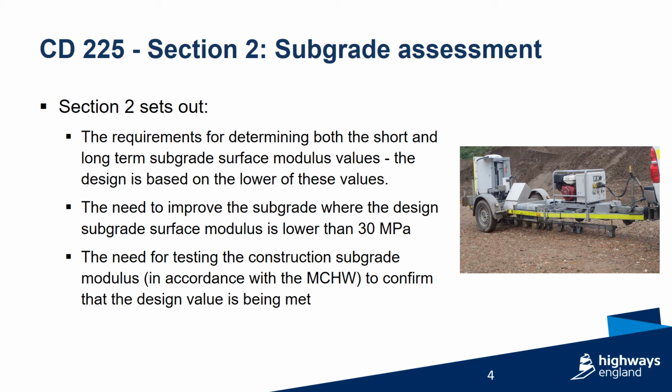Section 2 provides instruction on the conversion of values of Californian bearing ratio to stiffness and refers to new clauses in the 800 series of the MCHW, i.e. 881 to 886, that provide detail on how testing is to be carried out.